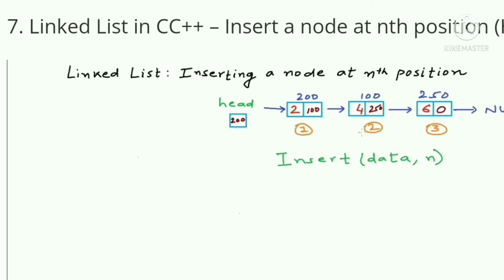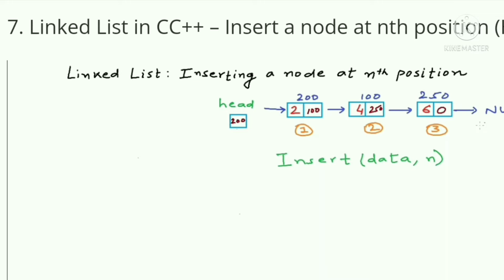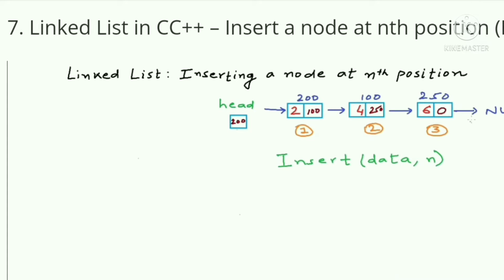There will be a couple of scenarios. The list could be empty, so this variable head will be null, or the argument being passed to the insert function, the position n, could be an invalid position. For example, 5 is an invalid position here for this linked list. The maximum possible position at which we can insert a node in this list will be 4. If we want to insert at position 1, we want to insert at the beginning, and if we want to insert at position 4, we want to insert at the end. So our insert function should gracefully handle all these scenarios.